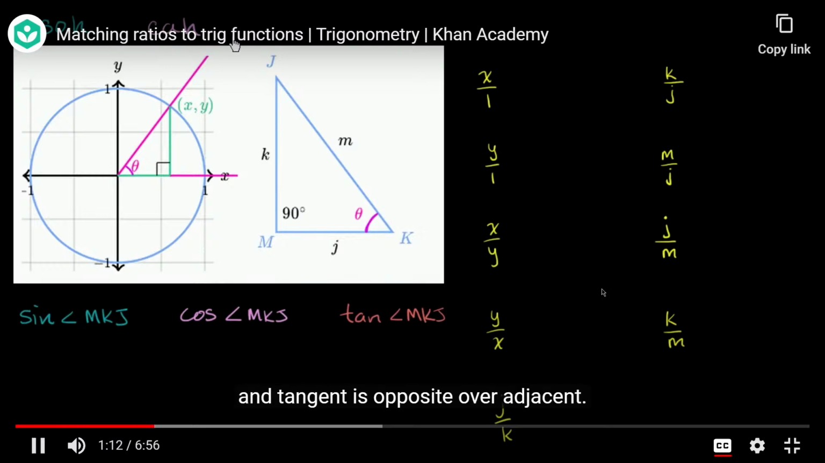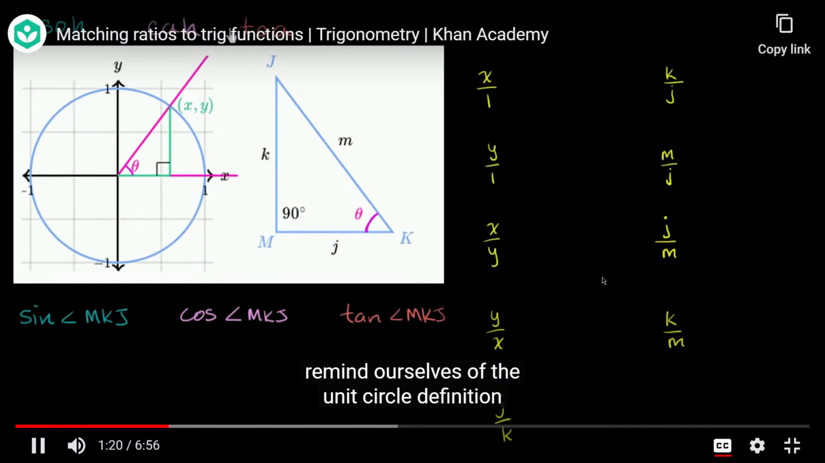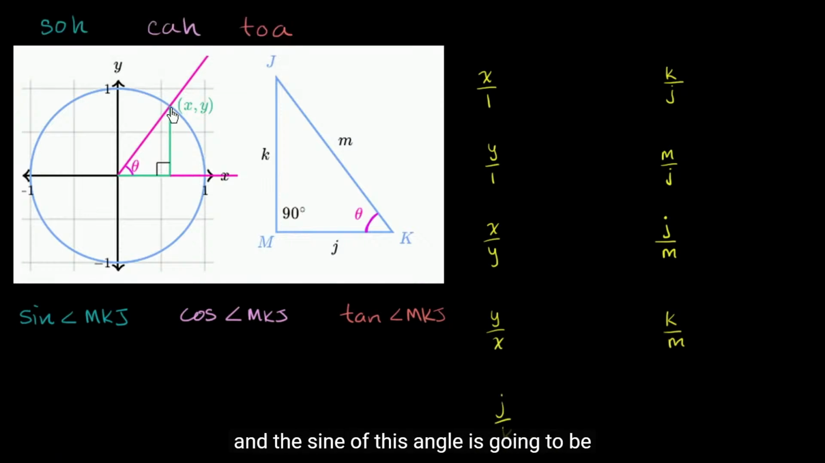Adjacent over hypotenuse, and tangent is opposite over adjacent. So we can refer to this, and we can also remind ourselves of the unit circle definition of trig functions: the cosine of an angle is the x-coordinate of where this ray intersects the unit circle, and the sine of this angle is going to be the y-coordinate. What we'll see through this video is that the unit circle definition is just an extension of SOHCAHTOA. So let's look first at x over 1.